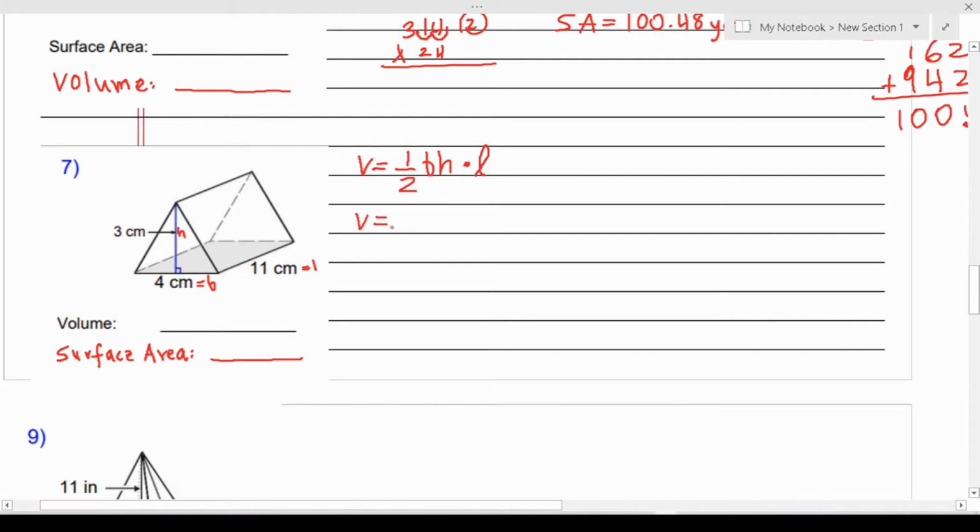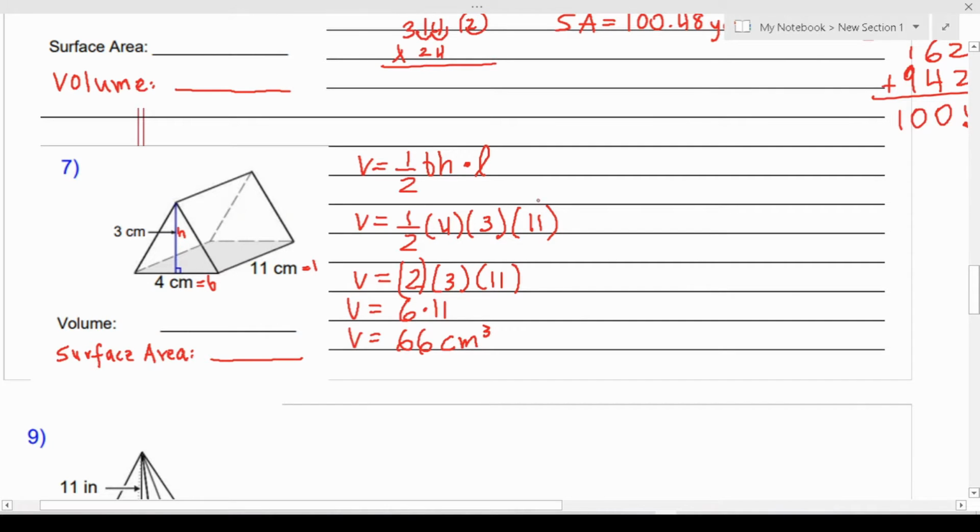So let's go ahead and solve by plugging things in. This is 1/2, base is 4, height is 3, and the length is 11. I'm going to make this math easier by taking care of the 1/2 real quick. 1/2 times 4 is 2. So that leaves us with 2 times 3 times 11. In other words, 2 times 3 is 6, times 11, which is 66 centimeters cubed. Again, cubed since it's volume.